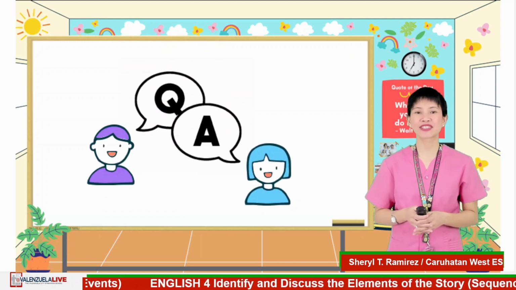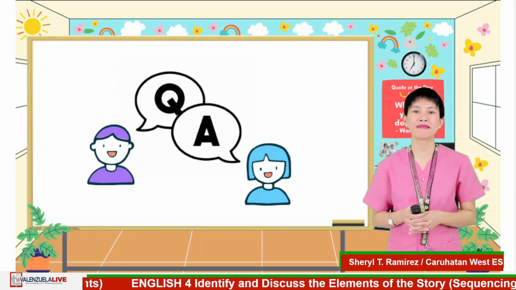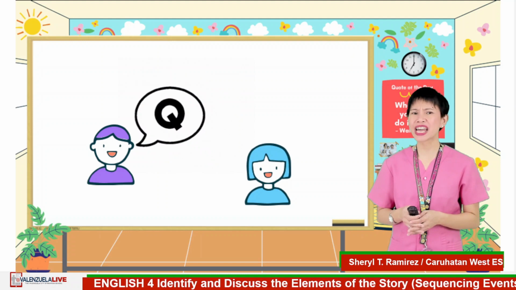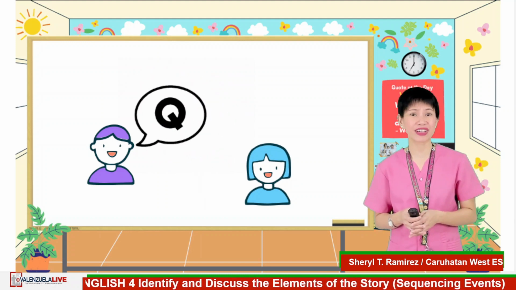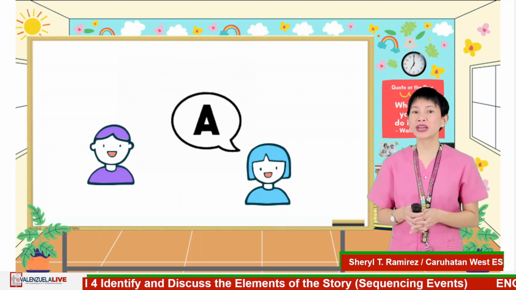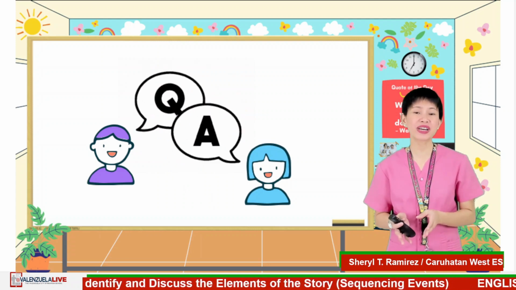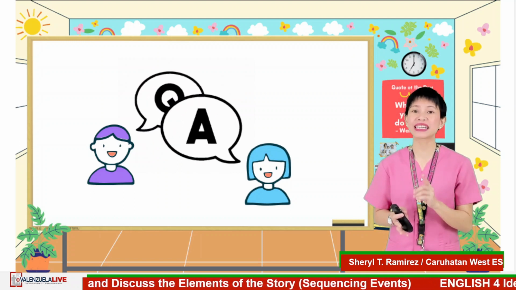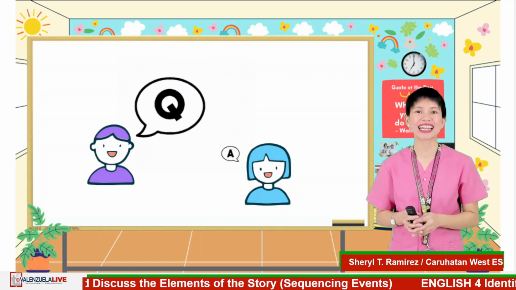Second question is from Santiago A. de Guzman Elementary School. A student asked, how can we remember the sequence of events? Well, I have a good tip for you. Always remember that you have to read the story carefully and pay attention to the details or the events that happen.